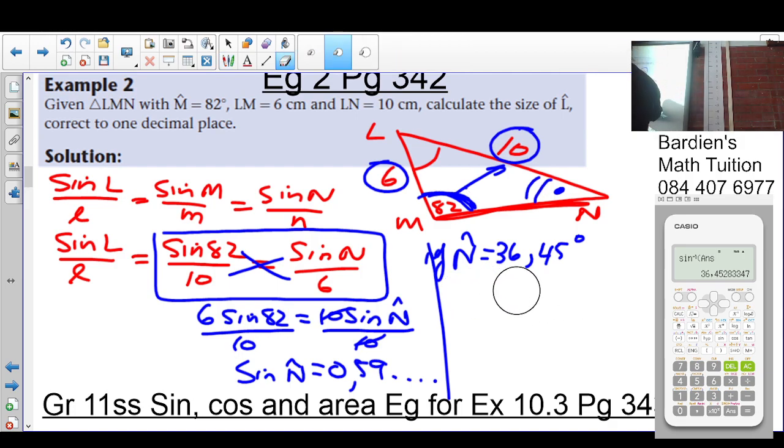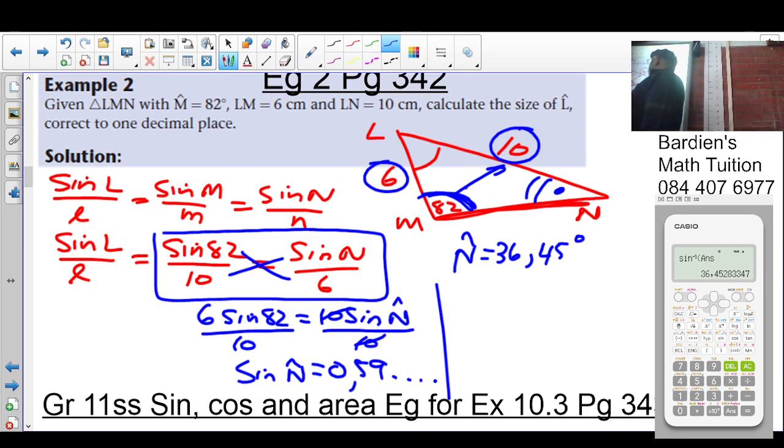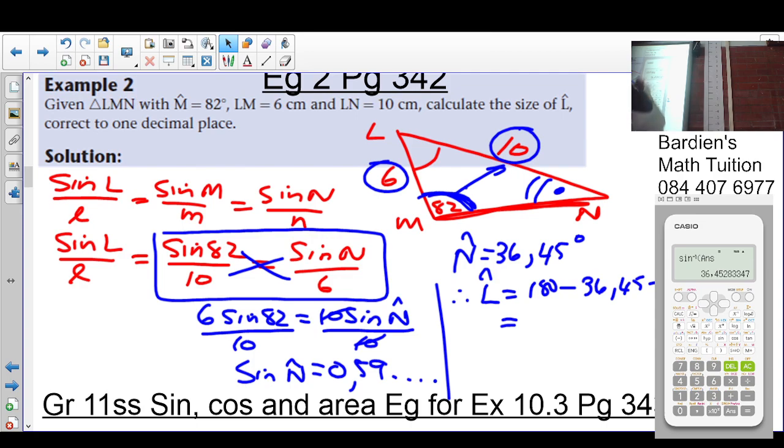So that angle N is then 36,45. Make sense? So therefore angle L is going to be 180 minus 36,45 minus 82 degrees. That's going to be 180 minus that answer minus 82 degrees. Gives us 61,5.